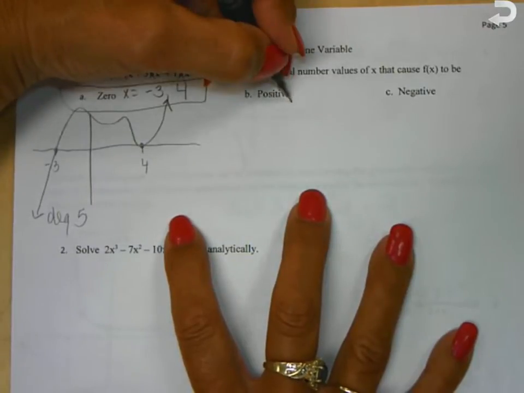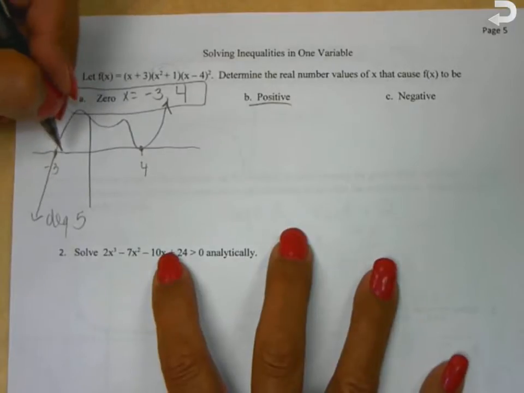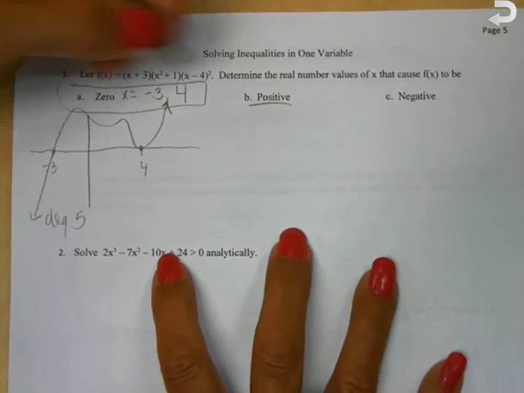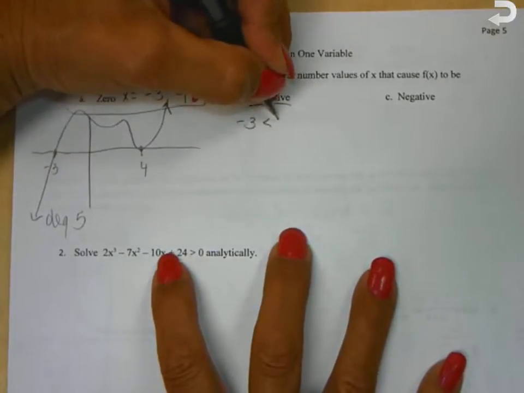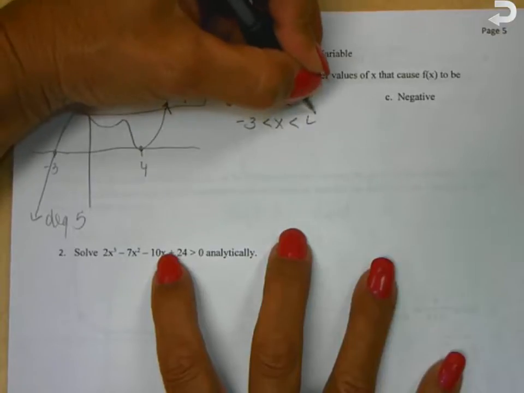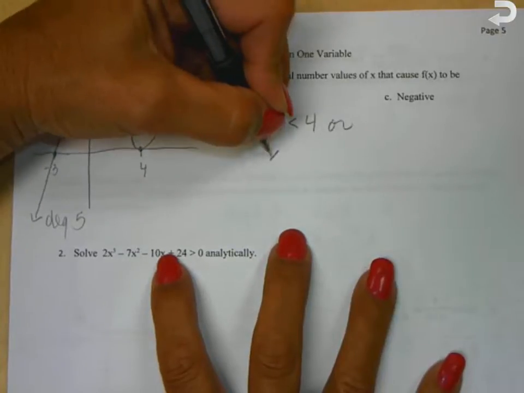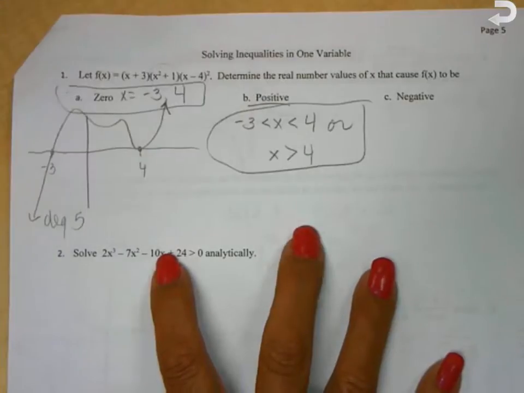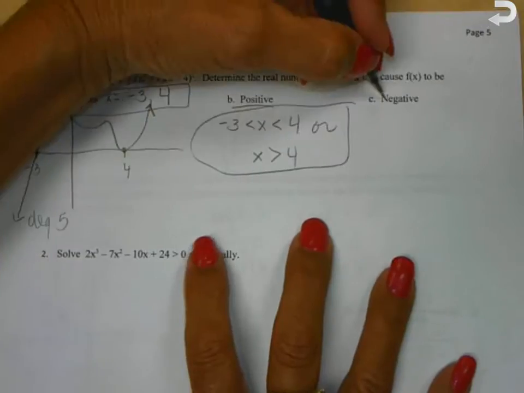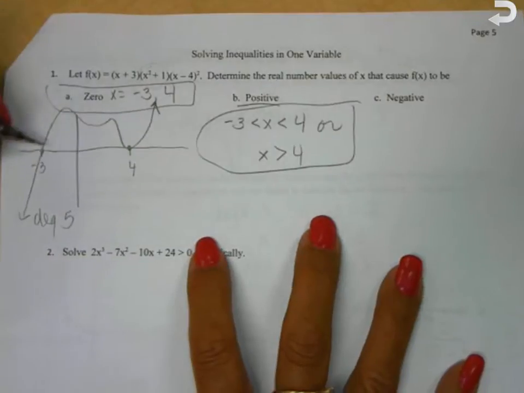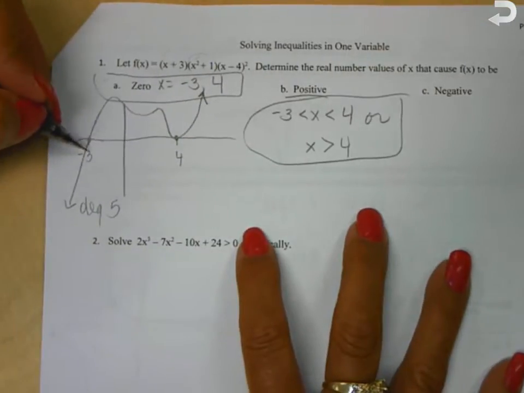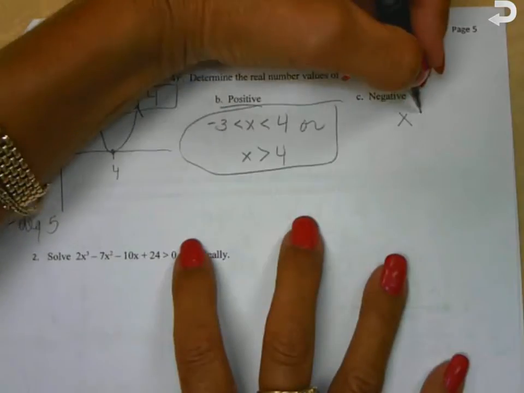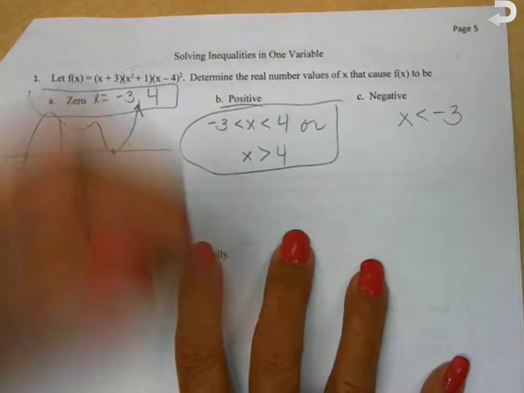So when I'm describing what kind of values I have for the x's that cause my y value to be positive, I would say -3 is less than x is less than 4, or when x is bigger than 4. Those are values that will cause my function to be positive. For negative, I can see that anytime I have an x value that is less than -3, my f of x value is going to end up being negative. So when x is less than -3.